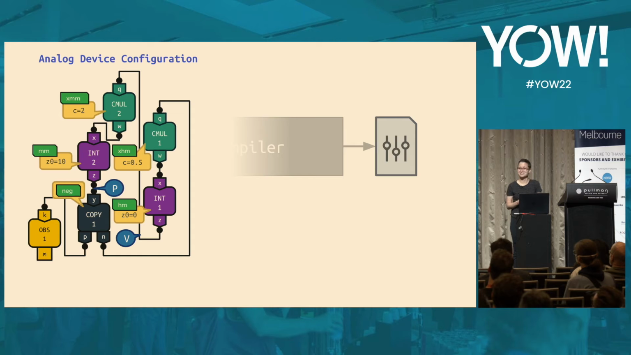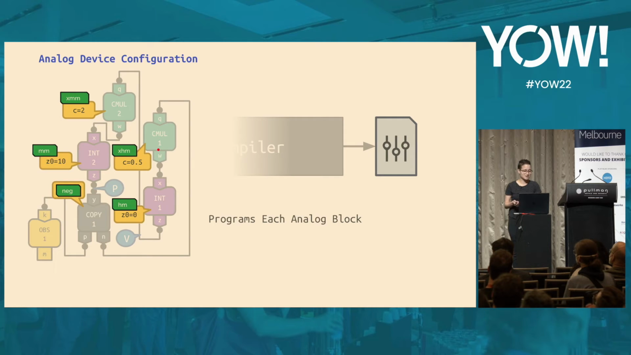Here's the output. So this is a configuration, an analog device configuration. This is the final output of the compiler. And as you can see, it's basically a circuit of configured blocks. What the configuration will do is tell you how to program each block. For example, this call out here states that we should set the digitally settable parameter C to 0.5, and we should put the C block, the CMOL1 block, in the XHM mode. So it's going to tell you how to configure the blocks.